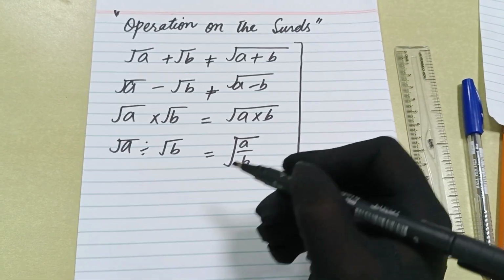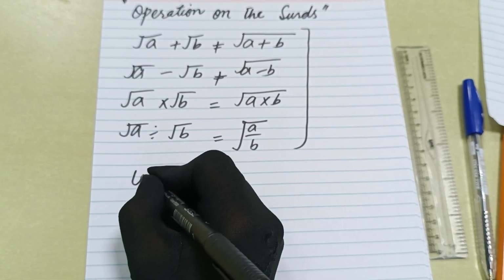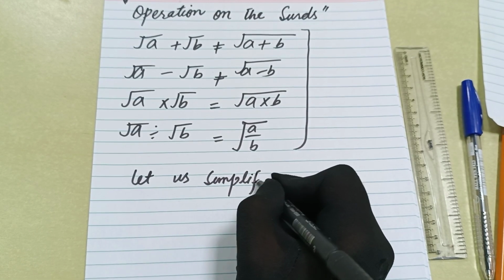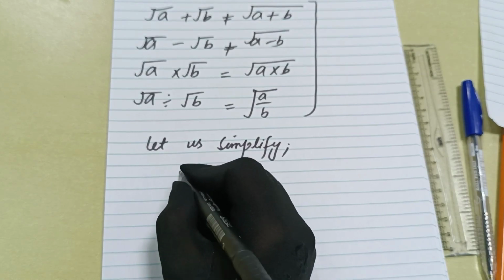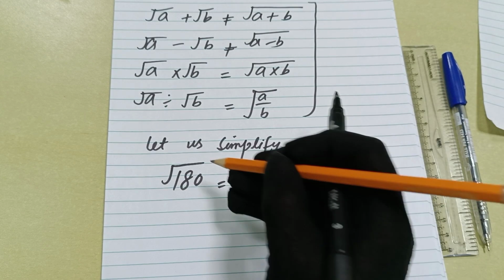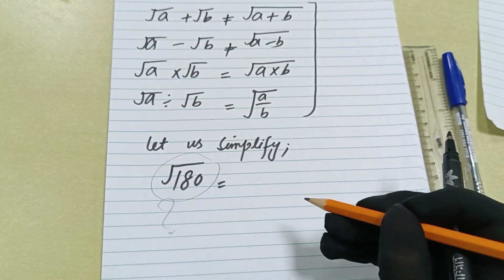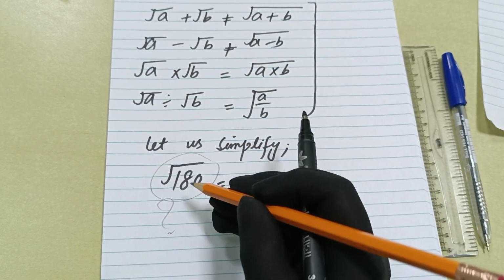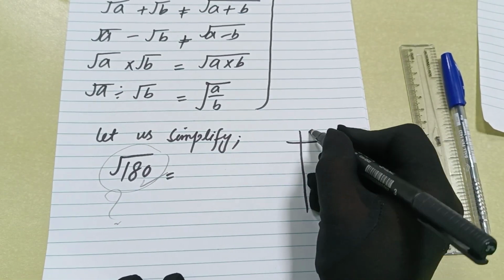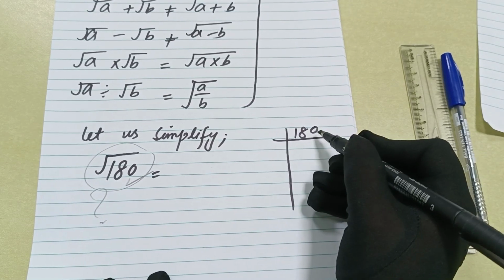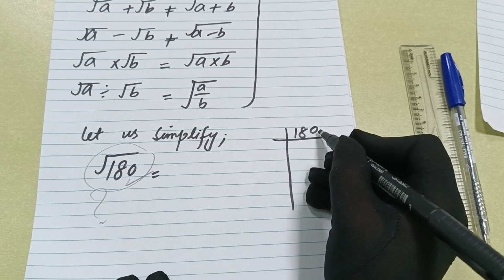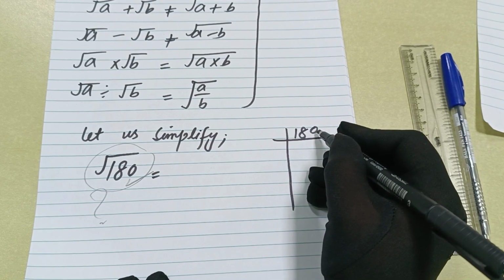Keeping these rules in mind, let's do a few problems. Let us simplify a few examples. Okay, solving this one, as I have told you in my previous video also, whenever we have to simplify this, we have to factorize this number in a simple way using the division method. Apply the methods in which you can see that this number, simply I can say divisibility test.